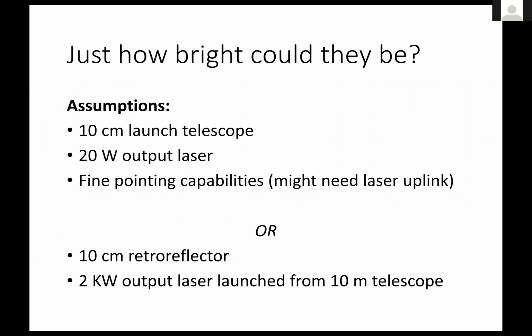So now a few words on how bright they could be. If we assume a 10-centimeter launch telescope on the satellite and a 20-watt output laser and fine pointing capabilities, which we might need a laser uplink from the observatory to enable. Or alternatively, we consider a 10-centimeter retroreflector reflecting light from a 2-kilowatt output laser launched from a 10-meter telescope on the ground. Really stretching feasibility, I know, but to illustrate the point.